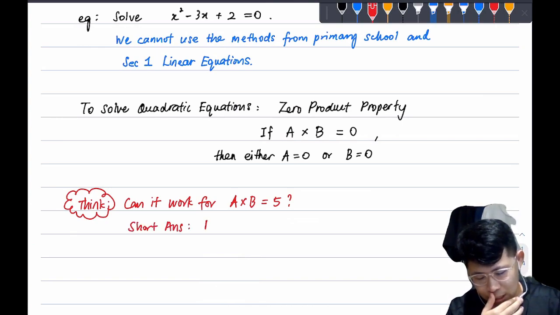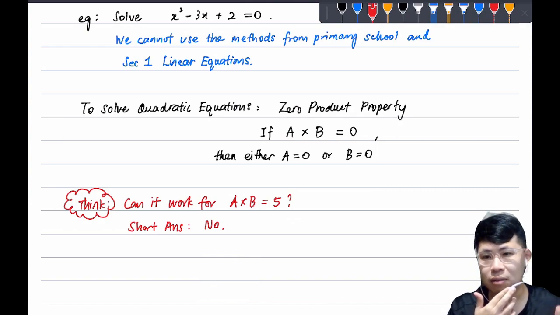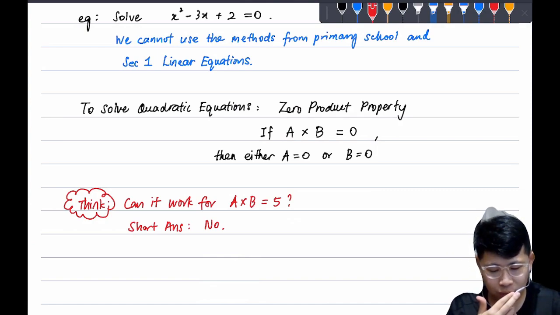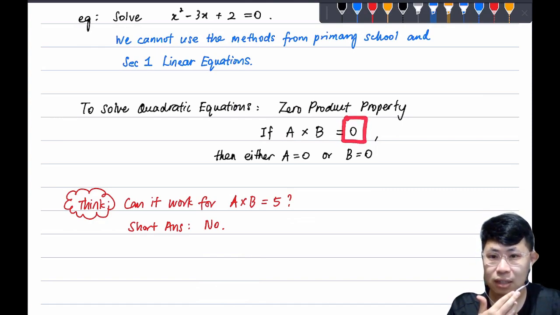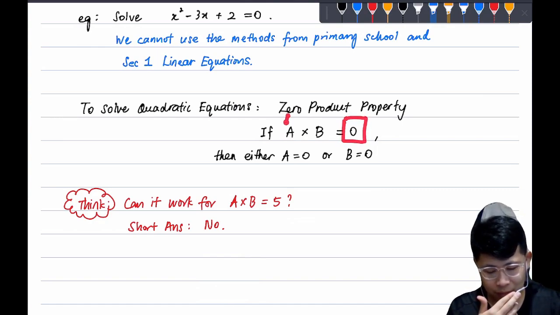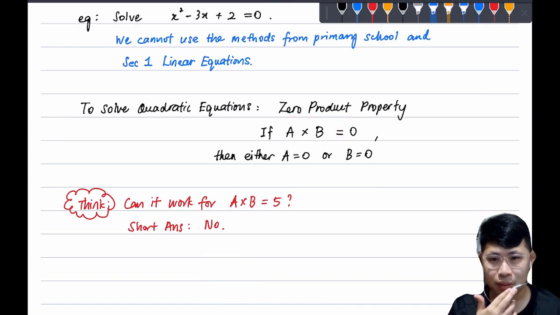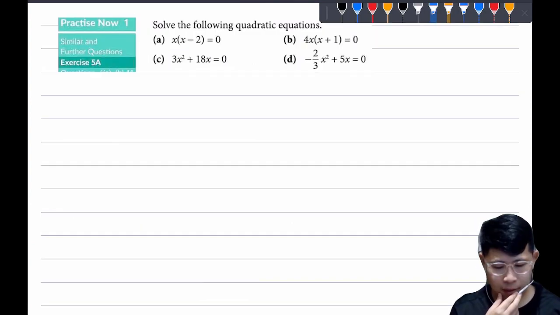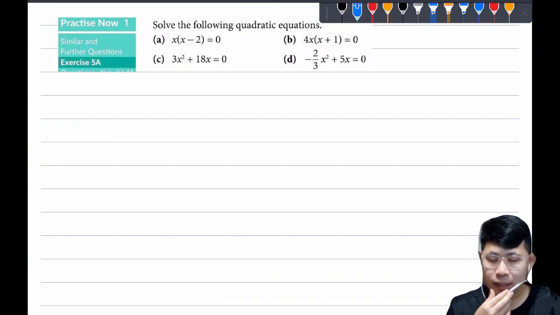Okay, so the short answer is no. It cannot work for A times B equals 5, right? So over here, we need to take note that we need the equation to be 0 on one side, and then we can apply the zero product property. Okay, now let's quickly look at Practice Now 1.